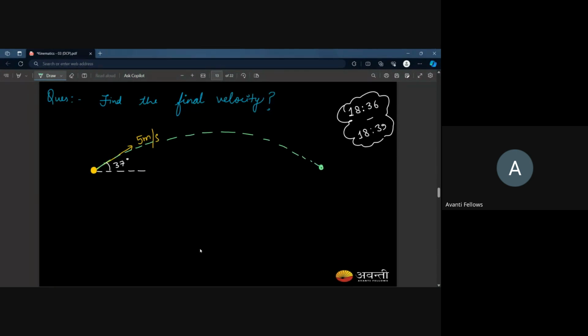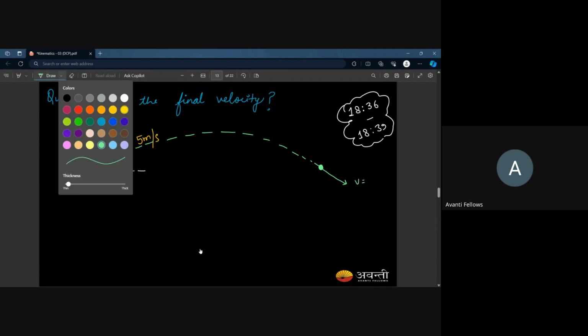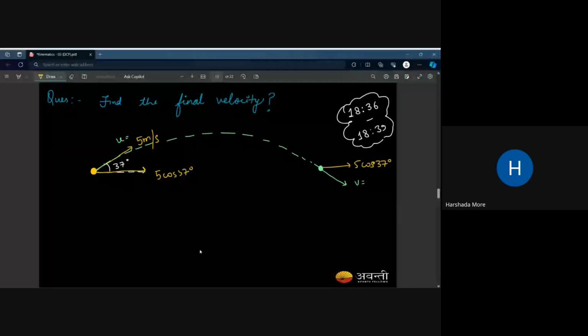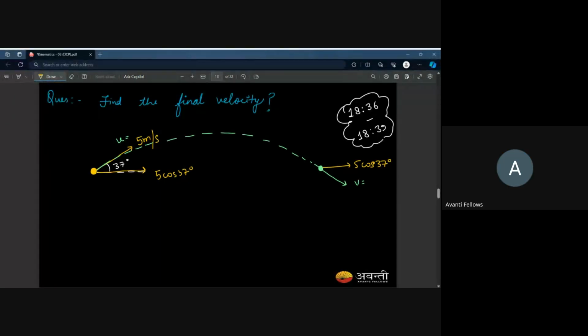Now the velocity at this point, I want to know this velocity. Okay, this would be final velocity now. This is your initial velocity, and whatever the velocity is going to be, that would be a final one. So just try to calculate it. Since there is no force in the x-axis, whatever the velocity you will have in this direction is going to be the same one. 5 cos 37 degree. It is also here 5 cos 37 degree. Right? Yes, ma'am.